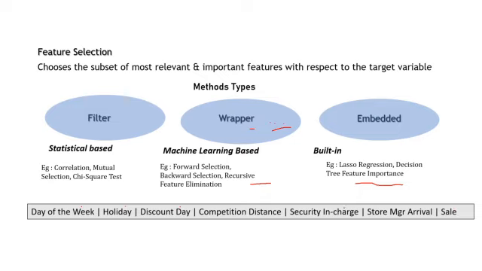So obviously looking into this data, you can make out that who was the security in charge, or when the store manager arrived, has no bearing on the sales, because the store will obviously open on its time, whoever be the security in charge or whenever the manager arrives. So if you're using any of these feature selection techniques, most probably these two will be eliminated by your algorithm, right?